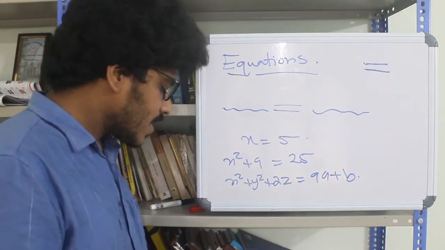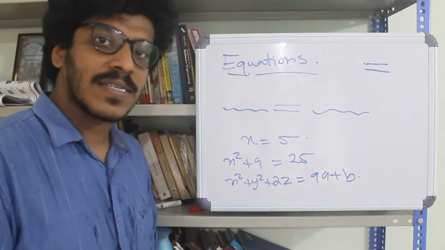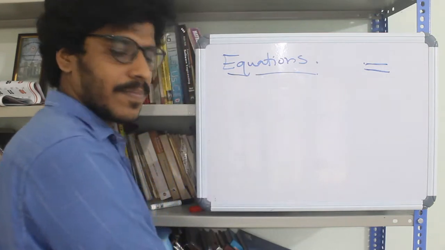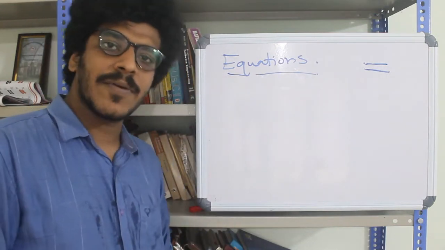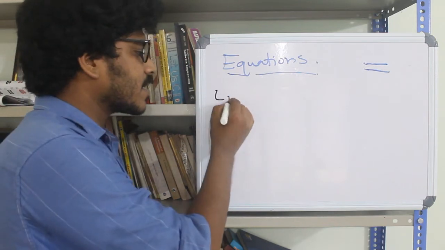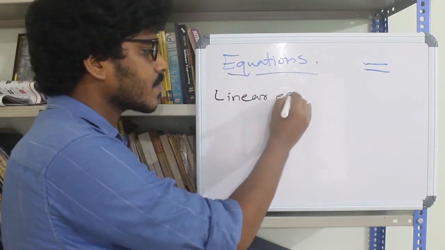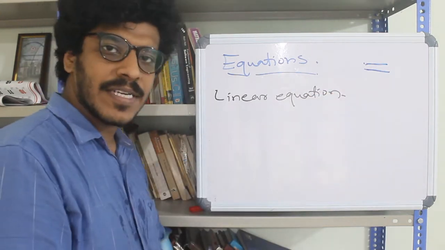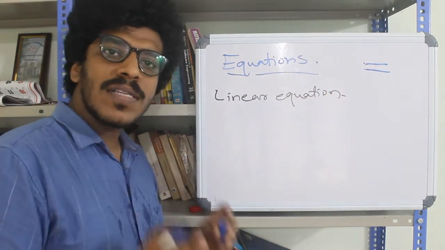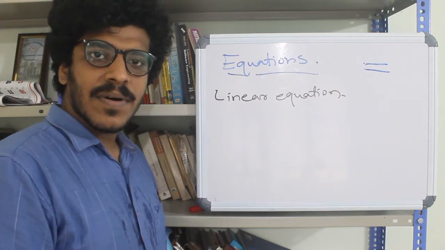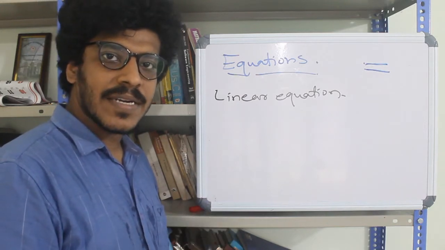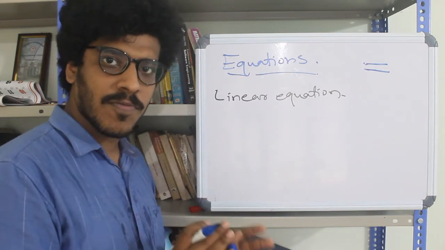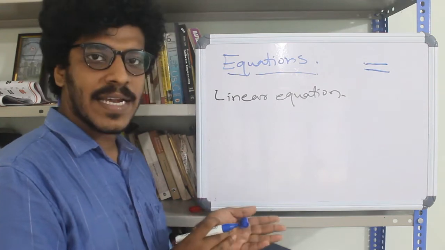So how many types of equations are there? Numerous. There are varieties of equations. Let's check a few of them. What do we mean by a linear equation? We have seen a few examples of equations. If all the terms in the equation are raised to the power of 1, such an equation may be called a linear equation.